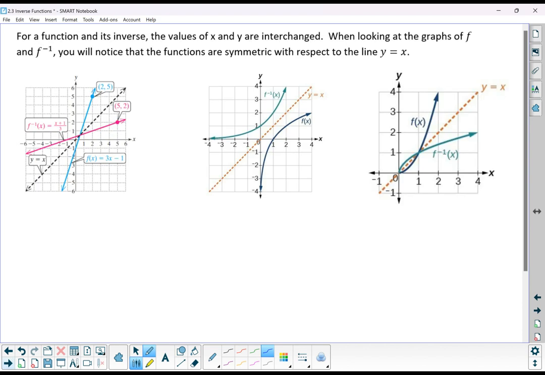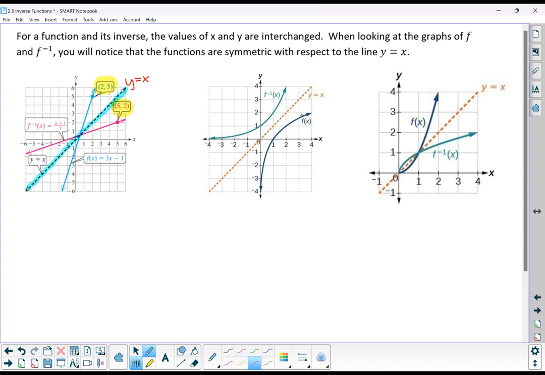If you look at the graph of a function with the graph of its inverse, you can see that the values of x and y are interchanged. So if this function f goes through the point (2, 5), f inverse goes through the point (5, 2). You get this symmetry where the mirror line is this diagonal line where y equals x. Sometimes it's hard to see the symmetry because it's a diagonal symmetry, but if you turn your head kind of diagonal, you can see the symmetry really well.